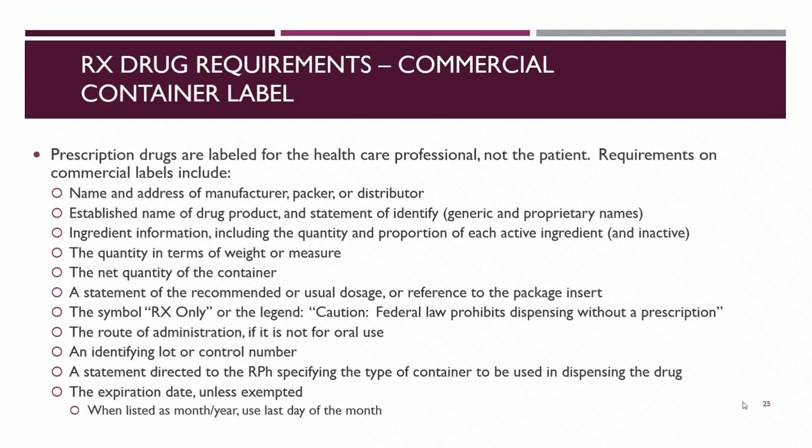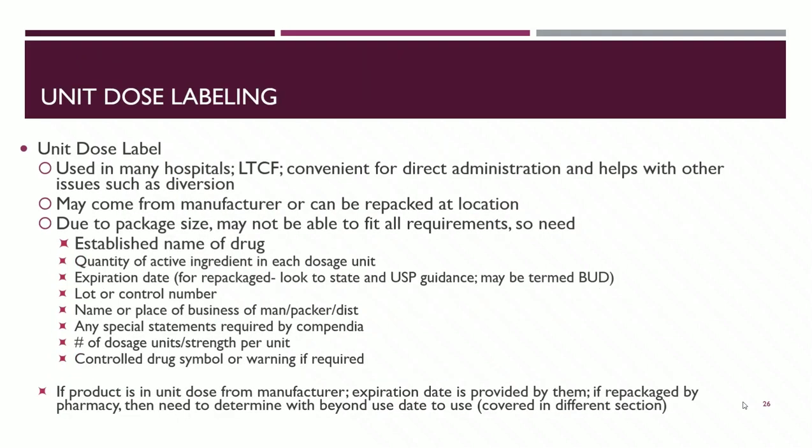Now, unit doses, which can be made by the manufacturer, which are very convenient in certain types of settings, must also have certain pieces of information. However, for those lists I just showed you on the last slide, it's hard to put all that information on there. So the FDA has given a condensed list of information that can go on a unit dose. So this is the list that they give.